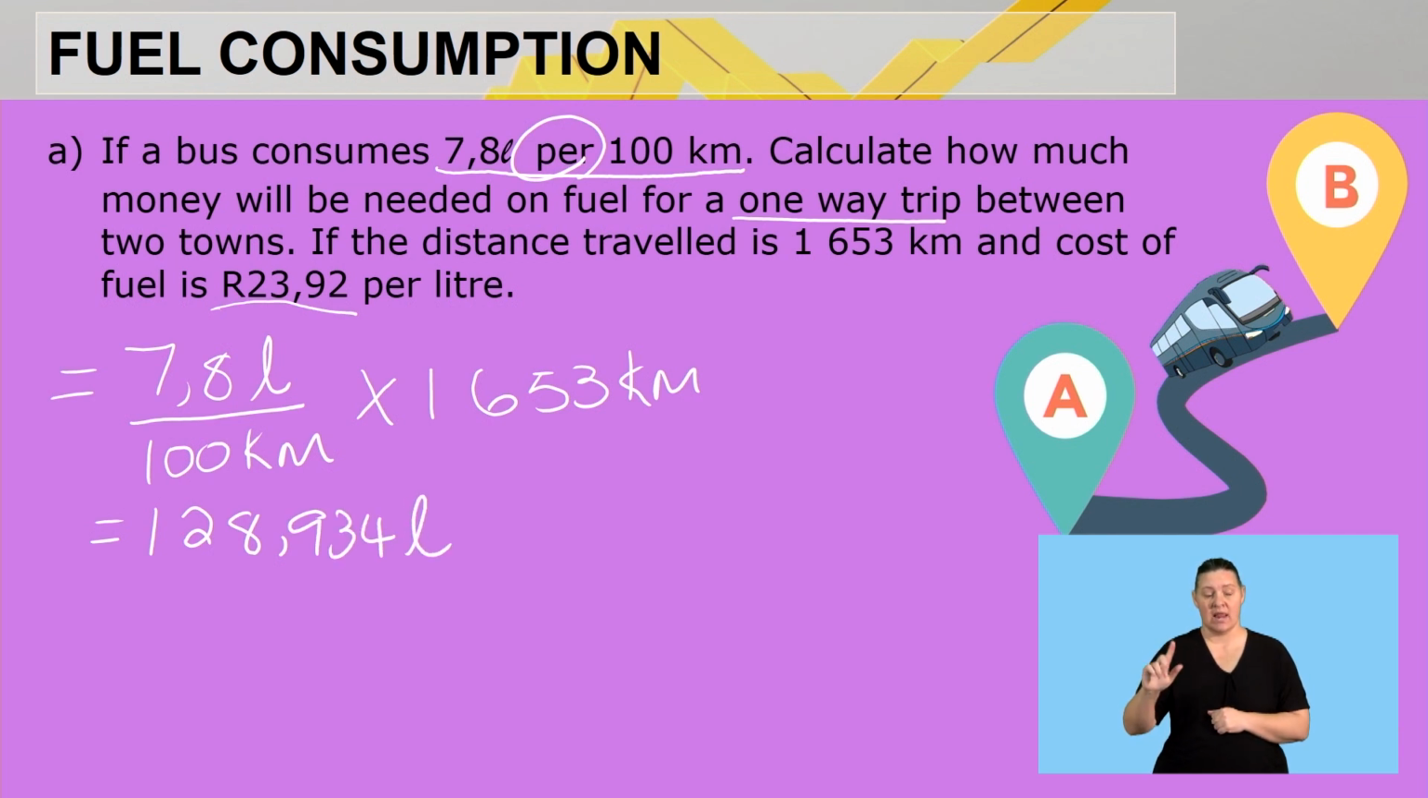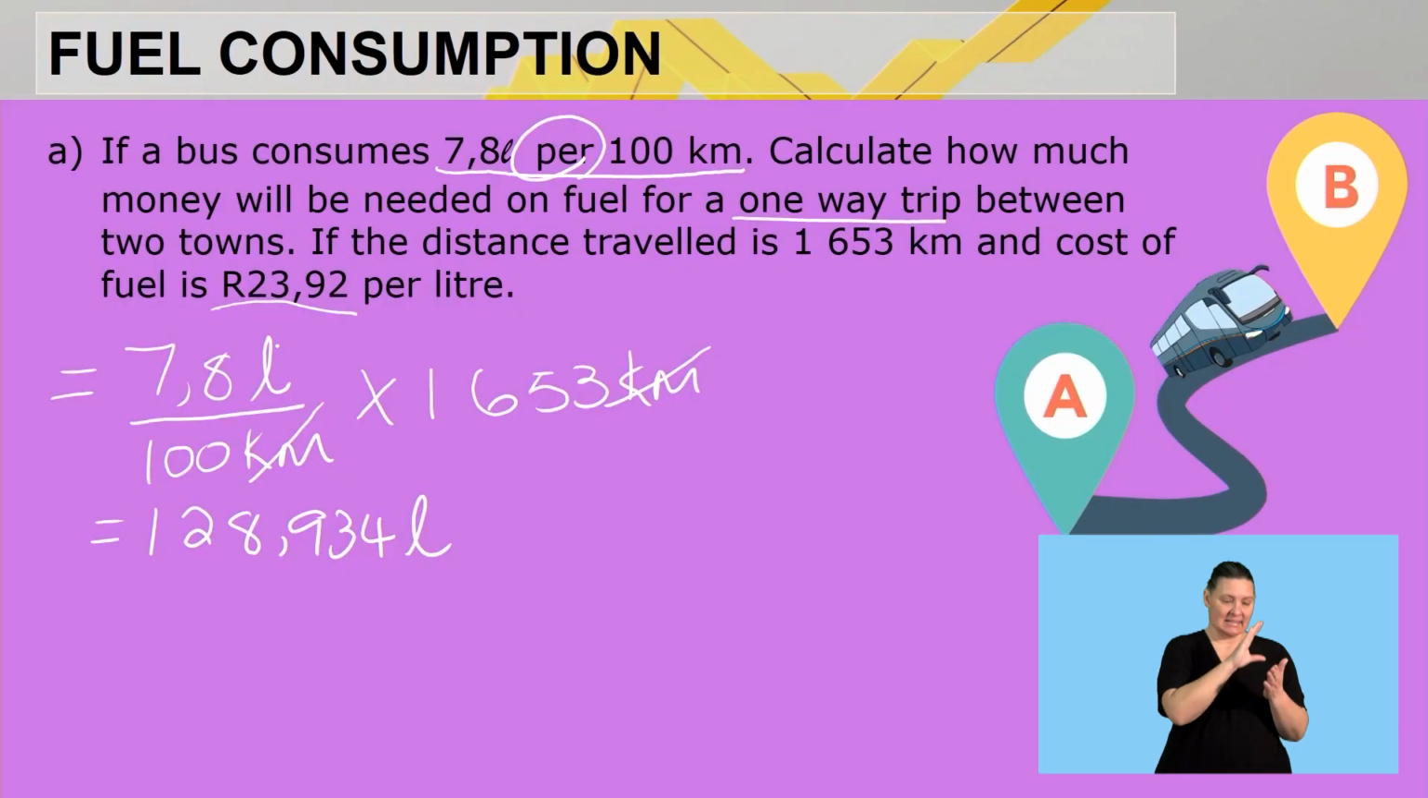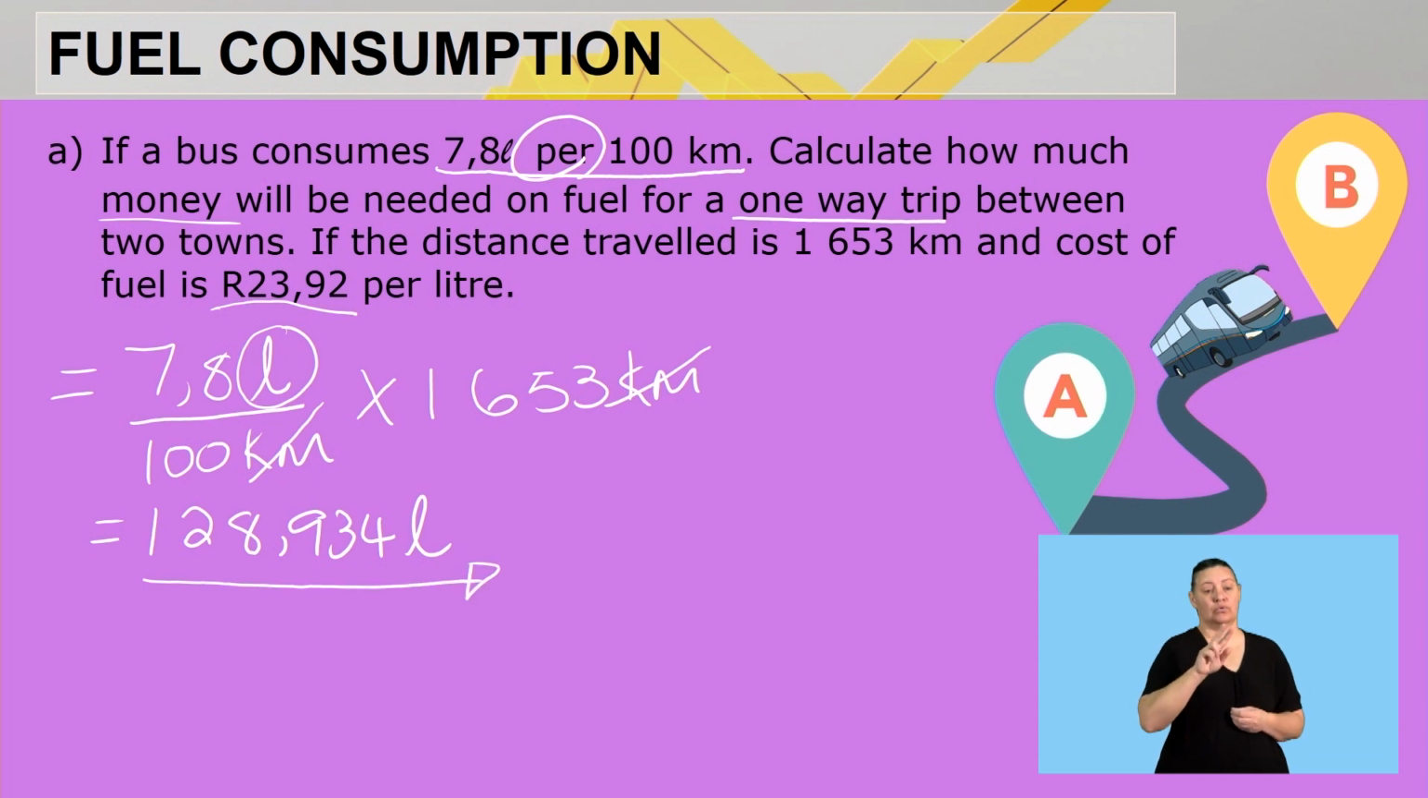128.934 liters. When we calculate the number of liters, we do not round up or down. We just write those liters as they are. It gives us liters because kilometers will cancel kilometers, and then we are left with liters. The question asks us to calculate the money that will be used. Now these are the liters that we need.